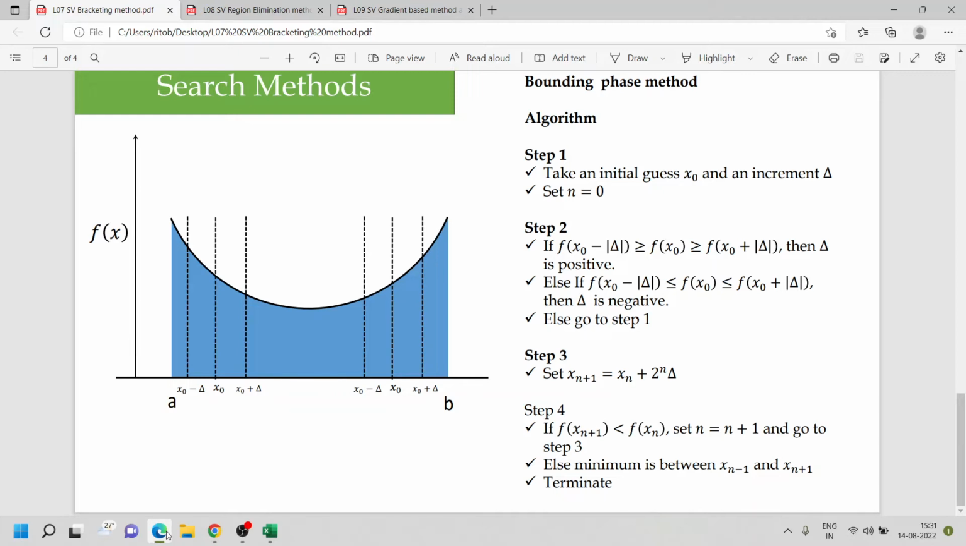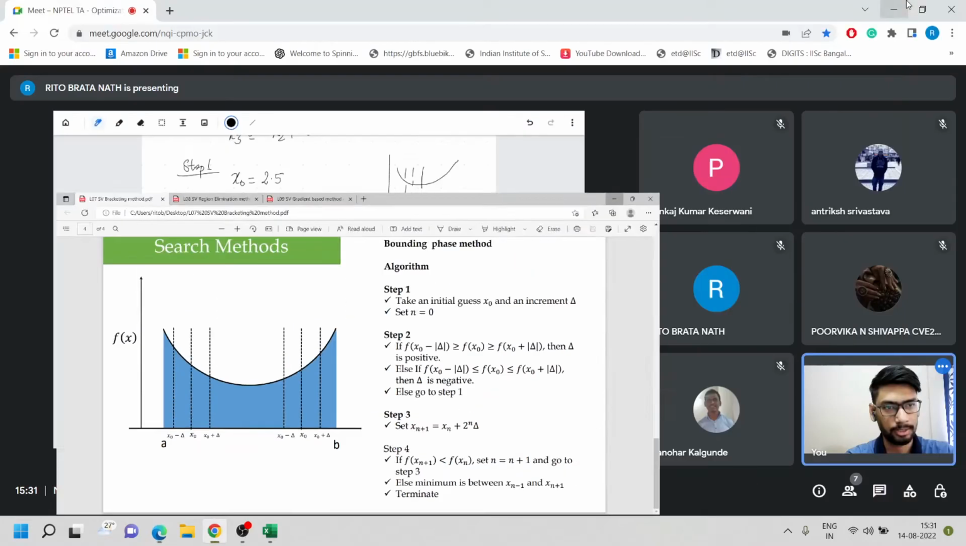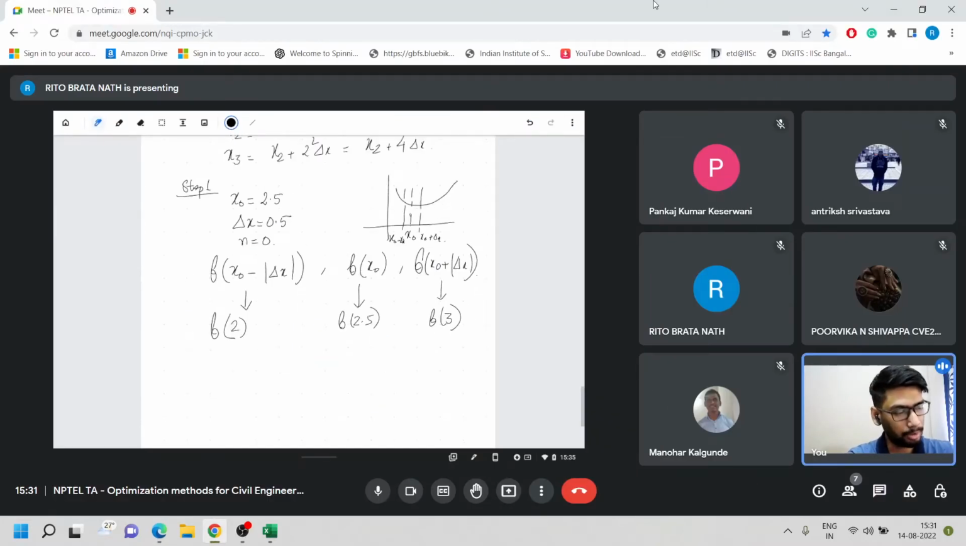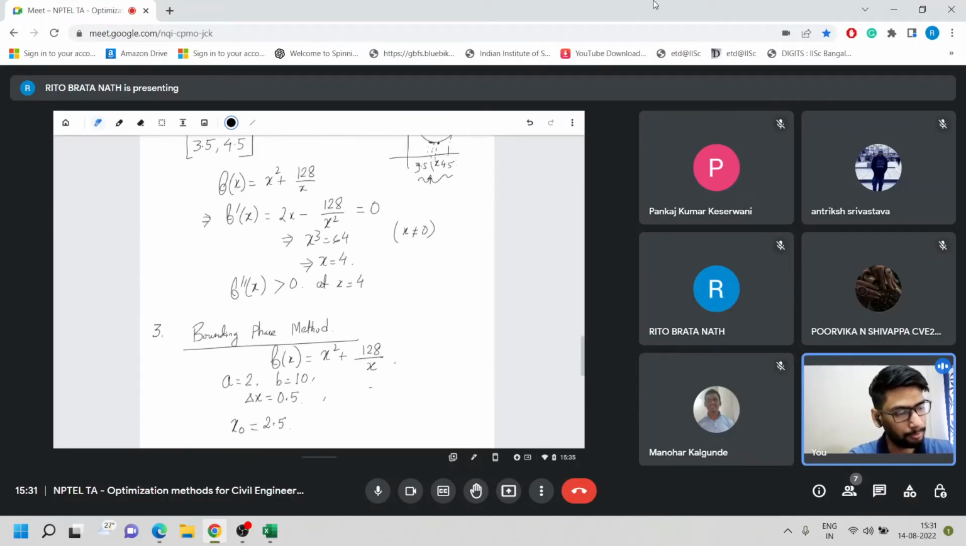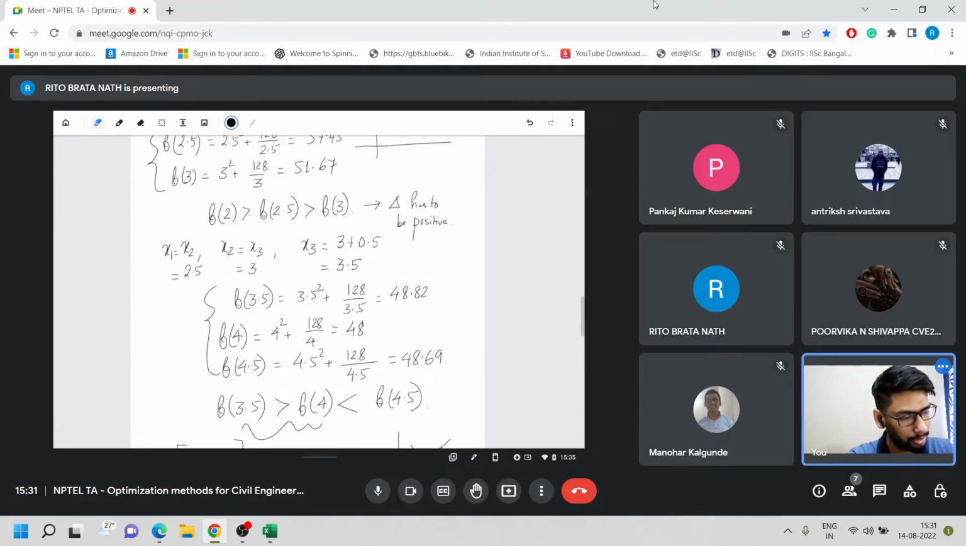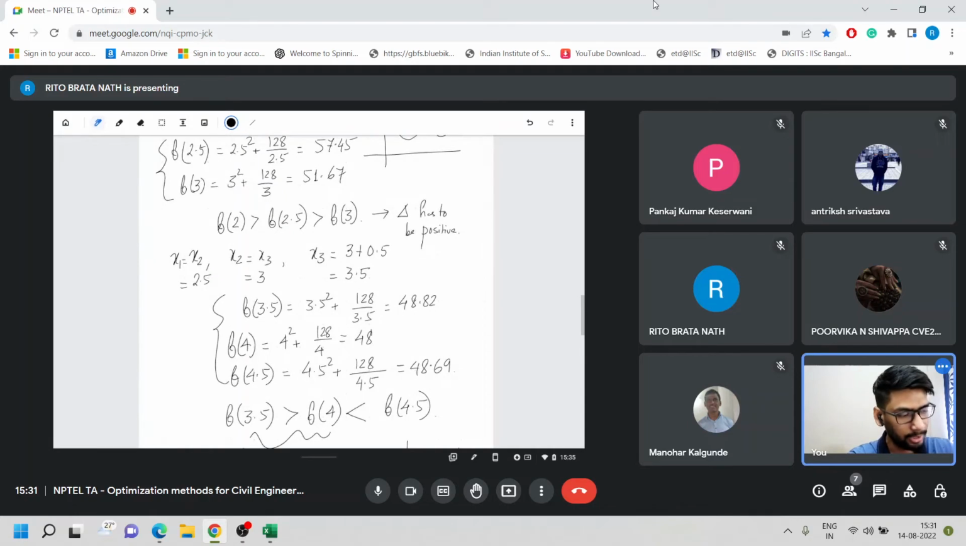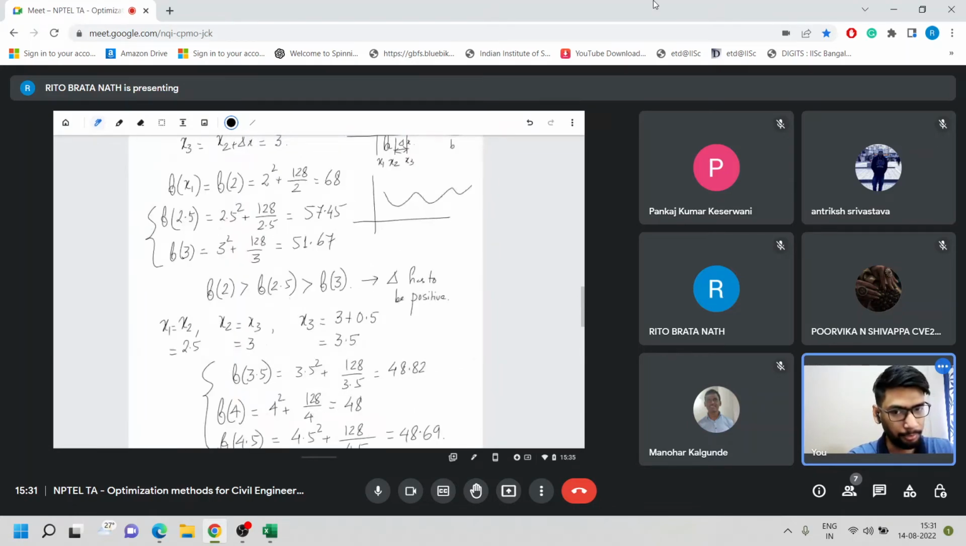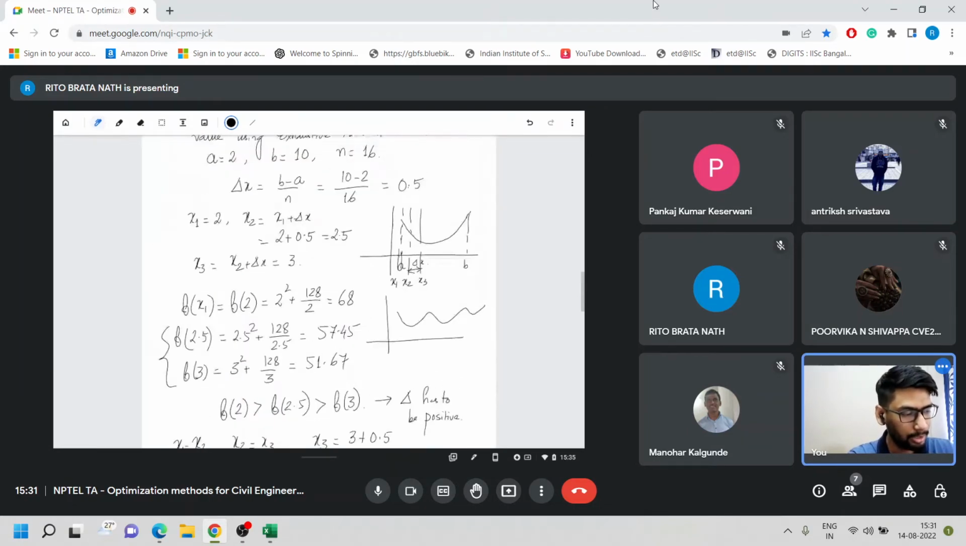So this part becomes 2.5 minus 0.5, so this is F2. This part is F2.5. And this is F3. It's clear, right? Until now. I have already calculated these values in the previous problem. My F2 was 68, the next one is 57.45, and then 51.67.